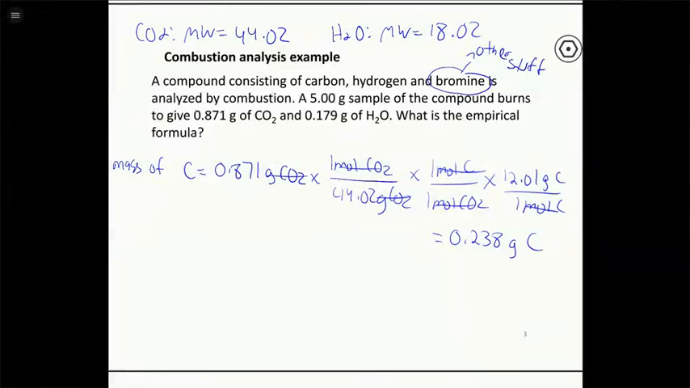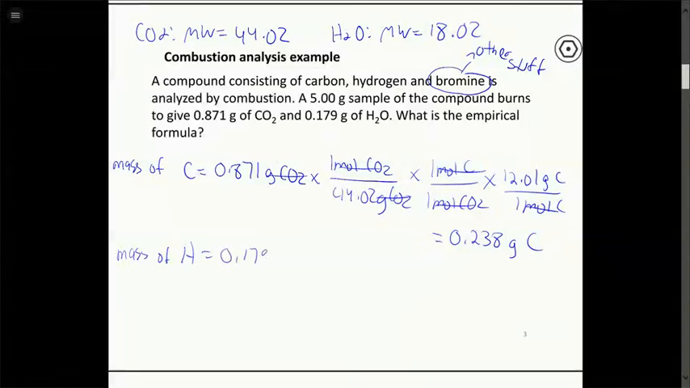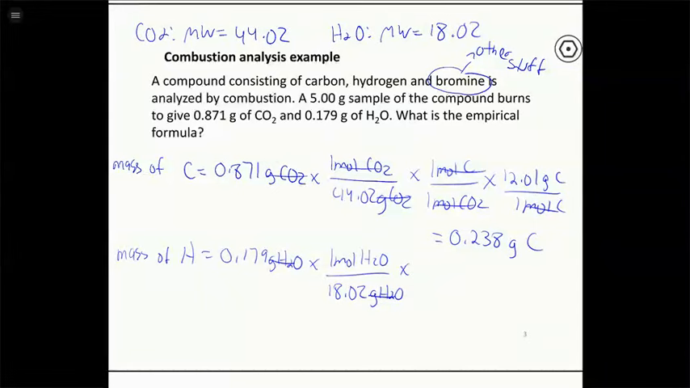All right, we're back. Okay, so we're going to do the same thing for water to get the mass of hydrogen. The calculation is almost identical, so we're starting with the mass of water that we're given, 0.179. We can convert that into moles, again using its molar mass, which is 18.02.